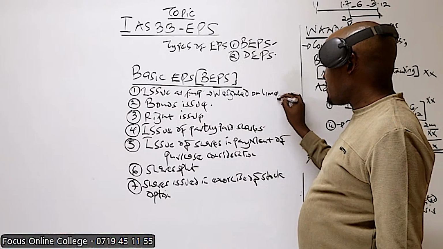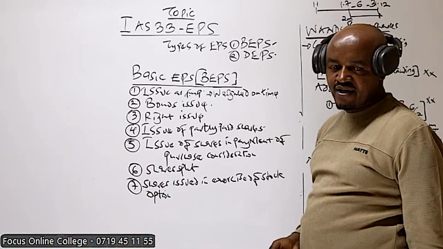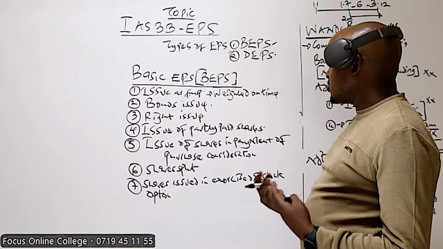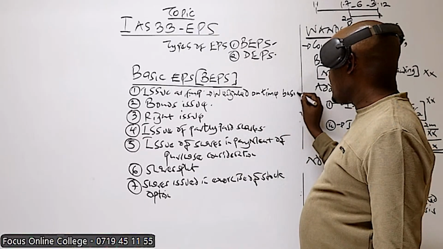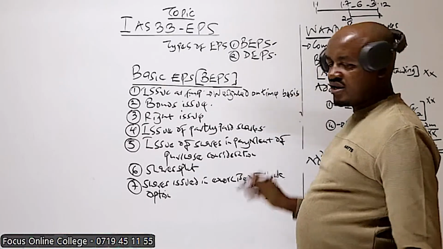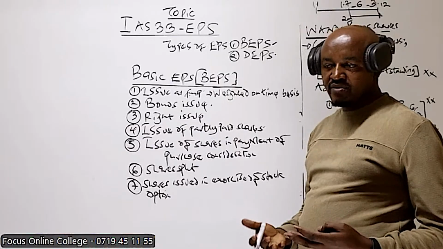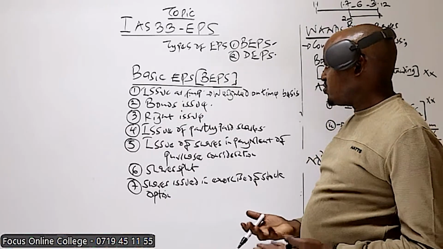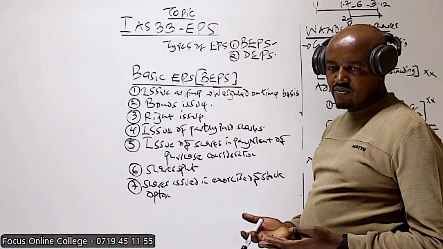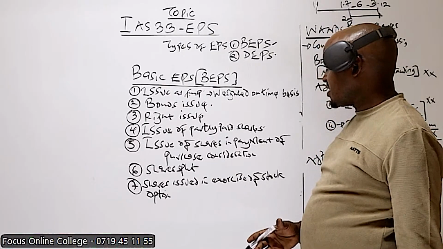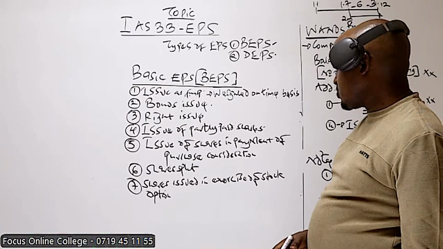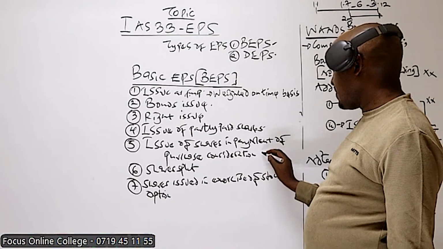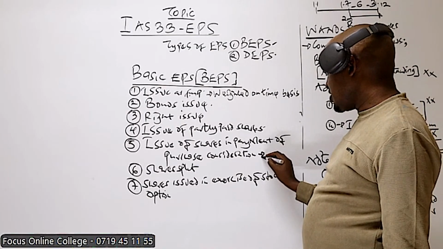Anytime you're told the company issued shares at full market price, you just need to weight them on time basis. In other terms, this means that they should be multiplied with the proportion of time they were held during that year. And that will also apply to these shares here.